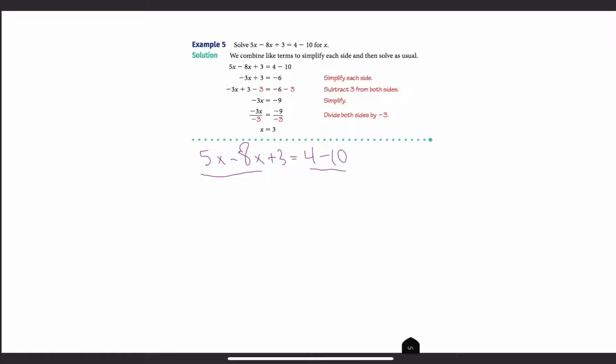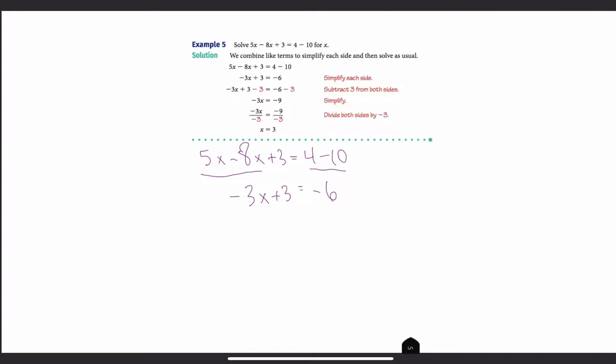5x minus 8x. So if I have 5 pieces of pizza and I promise 8 pieces of pizza to people, well, I am short 3 pieces of pizza. So 5x minus 8x is negative 3x. I have to bring down this plus 3 here, equals 4 minus 10, that's negative 6. I can go ahead and simplify there. Now I've simplified as much as I can, right? That part's done. Now what I need to do is start trying to isolate the variable.